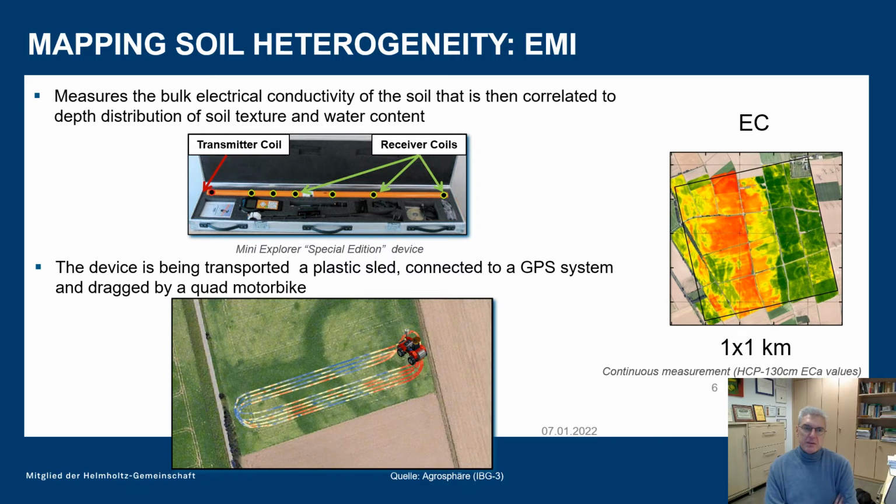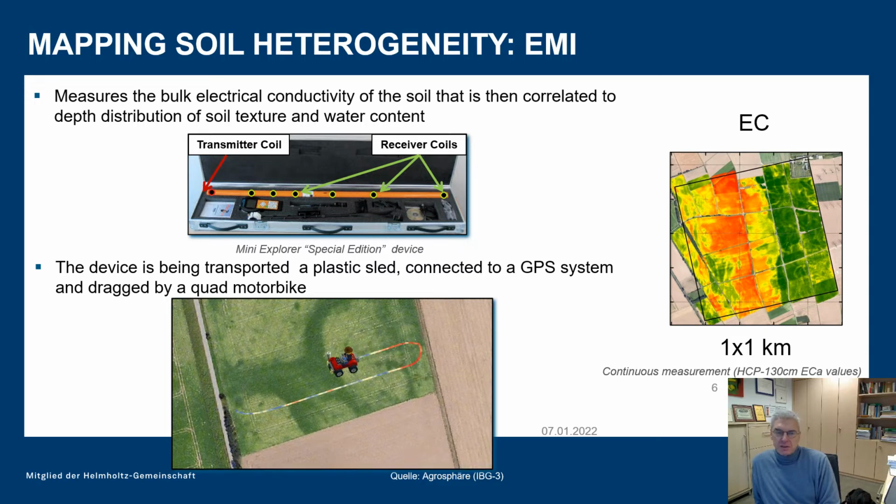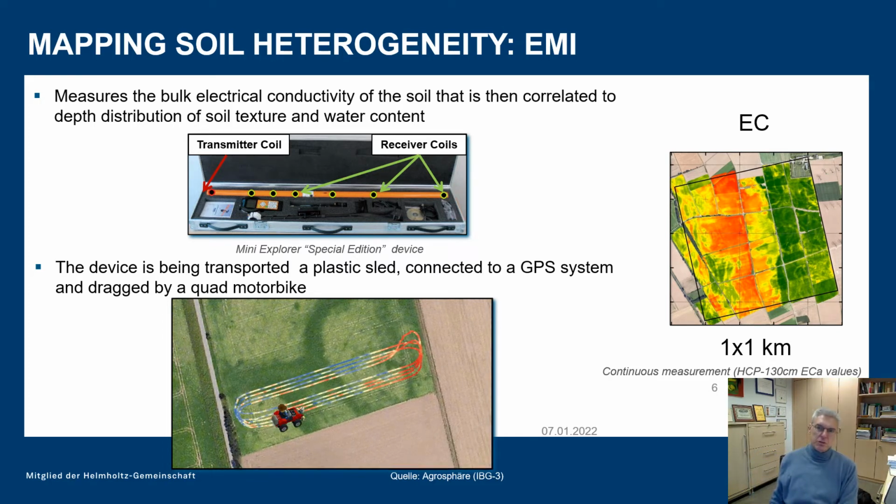Typically this measurement system is mounted on a sledge. It's connected to a GPS system and it's dragged by a quad motorbike, and it then allows you to characterize the spatial variability of the plot that has been surveyed. On the right hand side you see a graph, and this graph shows the spatial distribution of electrical conductivity of a selected field site near the research center Jülich, which we will use subsequently to demonstrate the potential of how this information can be used to inform crop growth models.